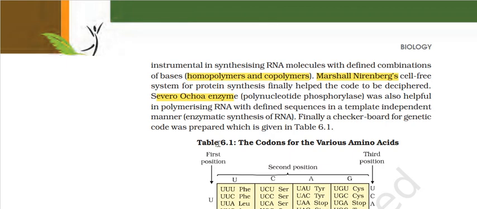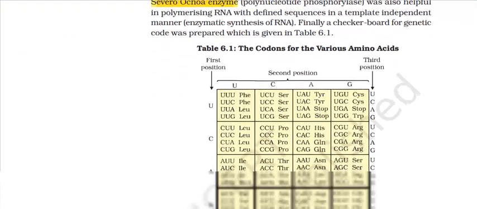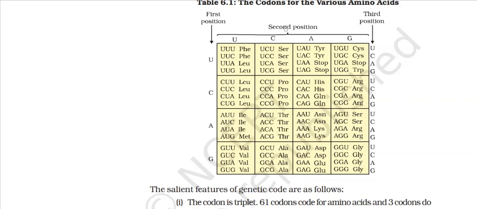So this is the enzyme. Okay, the Severo Ochoa enzyme, with which we were synthesizing RNA. Finally, a checkerboard for the genetic code was prepared, which is given over here. Now you can remember as many as possible. It can come in the exam, it can. Okay, you can just try and remember. These triplet codons are given, arrangements of bases in 3s, and they are making almost 20 amino acids that we need.